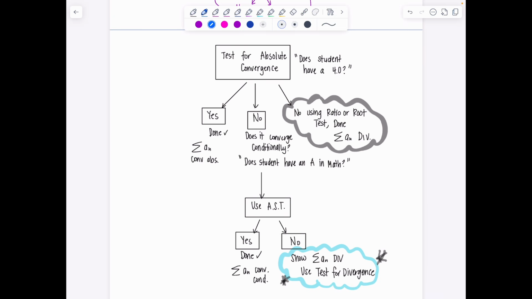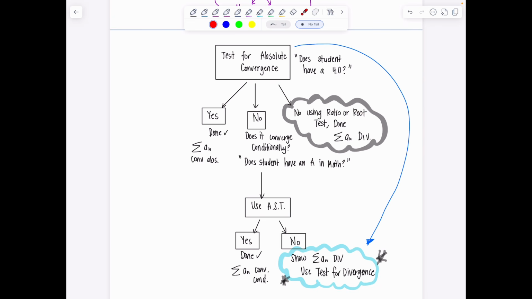Sometimes, okay, there are exceptions to this little flowchart. If you can spot that this is going to happen, you can just detour straight here. I'll do an example where I do that for you, okay? And then, like I said, if you get a no using the ratio or root test, then you're done. You don't do AST to check for conditional convergence. Ratio and root are all or nothing tests. Either it converges absolutely or it diverges when you use those tests, okay?